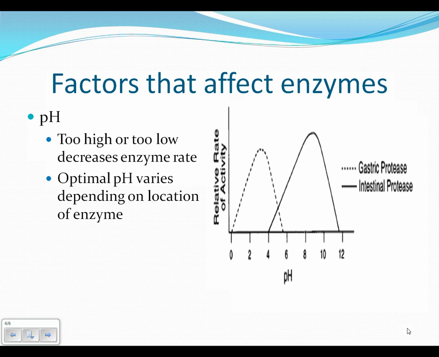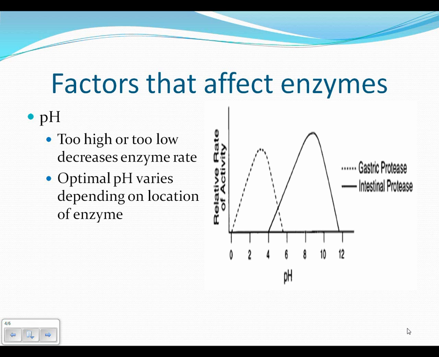Some factors that affect enzymes are pH and temperature. Let's start with pH. If the pH is too high or too low, that'll decrease enzyme rate. The best pH, which is what optimal means, will vary depending on where the enzyme is located. So if you look at the graph pictured here, you can see the pH is on the x-axis and the relative rate of activity is on the y-axis. So that's what we're measuring. We're measuring what's on the y-axis and we're testing what's on the x-axis.